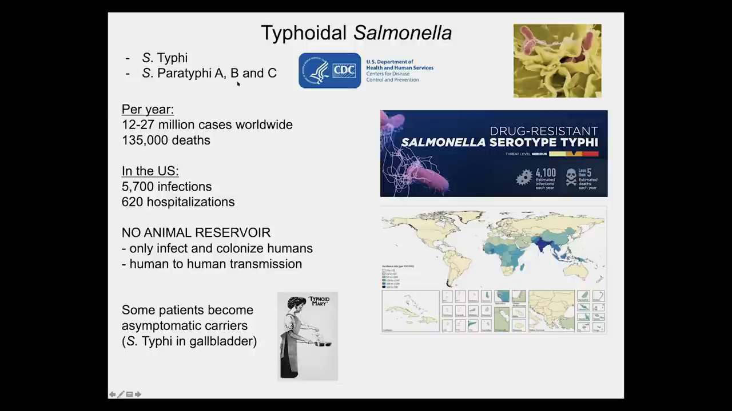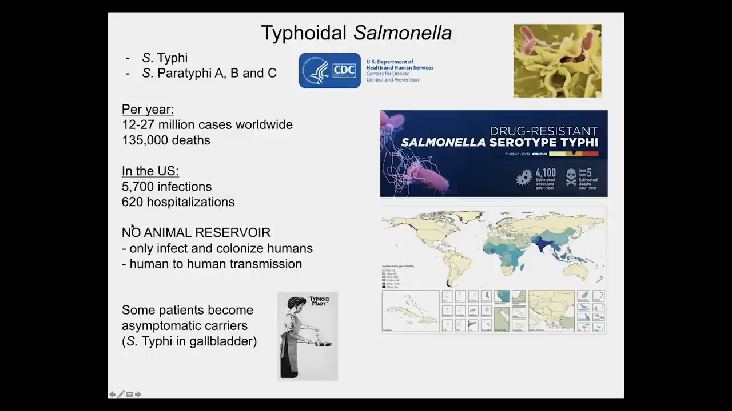The typhoidal Salmonella is actually a smaller group of Salmonella, and these include Salmonella typhi and Salmonella paratyphi A, B, and C. And this is a big problem worldwide. There are up to 27 million cases worldwide and 135,000 deaths. But as you can see, the infection is primarily localized in the Indian subcontinent as well as in Africa. And in the US, most cases are due to travel. They're imported from these areas. There are about 5,700 infections and 620 hospitalizations.